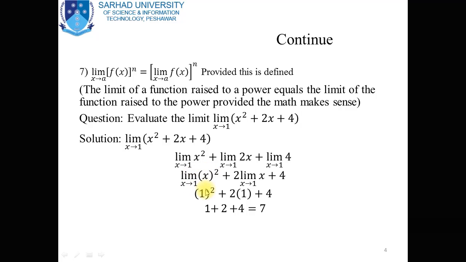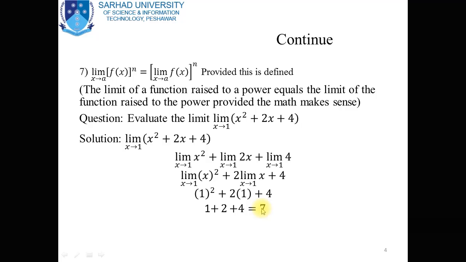So putting x is equal to 1, you see over here, and putting x is equal to 1 in this term, and 4 is as it is. So 1 squared is 1, 2 times 1 is 2, 1 minus 2 plus 4, so this is equal to 7.